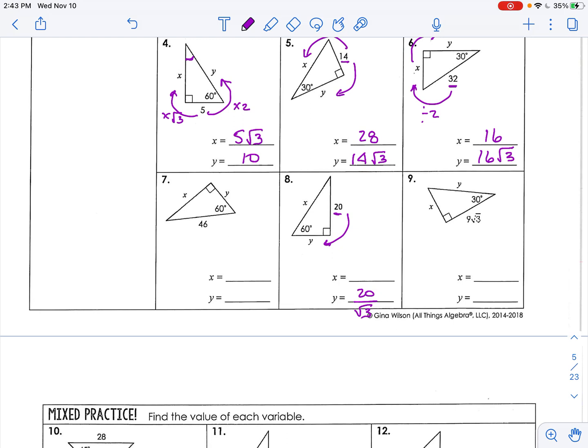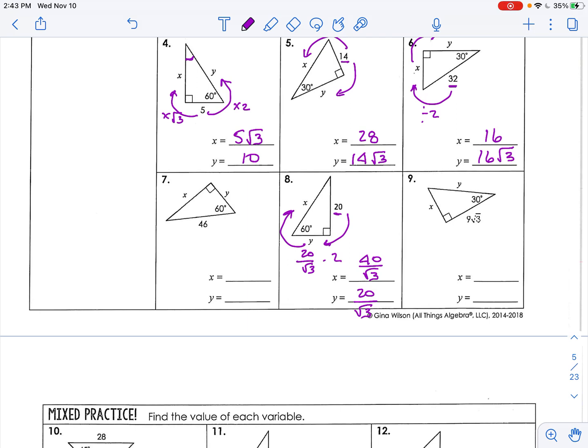Now, one thing I might ask that you do, once I know that this is 20 divided by root 3, in going to the long side, I'm going to multiply by 2. I would like you to know if you multiply this by 2, that you can multiply the numerator. I think I'd prefer this to be 40 over root 3. I don't need you to rationalize the denominator. That's where I'd like you to be able to get.